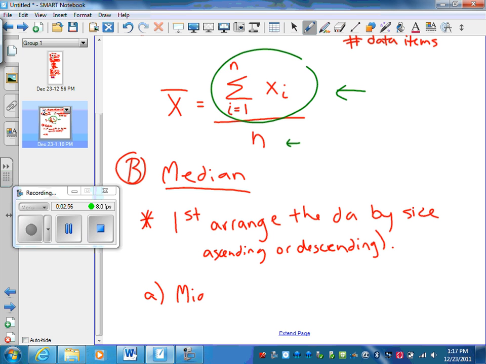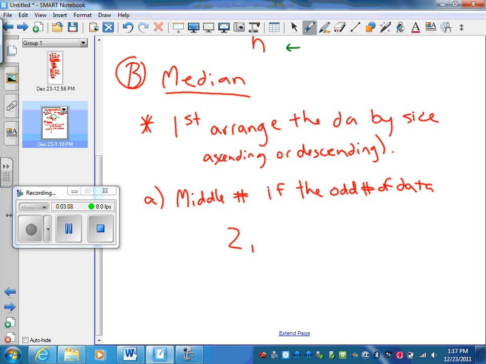The median is the middle number if there's an odd number of data. So for instance, if I had 2, 3, 7, 9, 15, because we have 1, 2, 3, 4, 5 pieces of data, the median's right there.